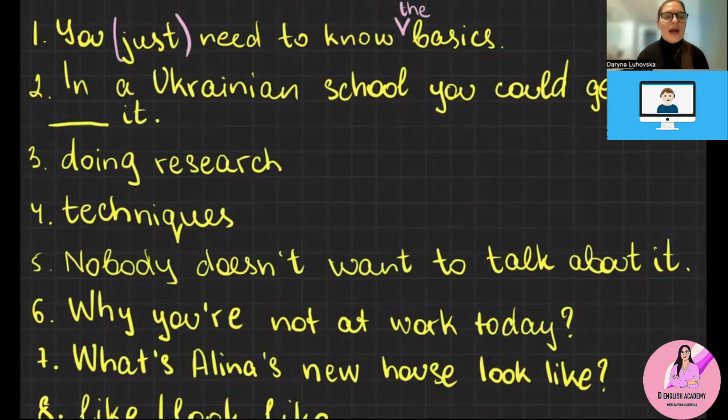So number two, we were talking about homework then with you, and you said that in your Ukrainian school, it was okay not to do it and not get punished for it. So what is that expression? Can you try to fill in the gaps? In Ukraine school you could get... I can give you the first letter here and here. Get away with it. Get away with, yes, well done.